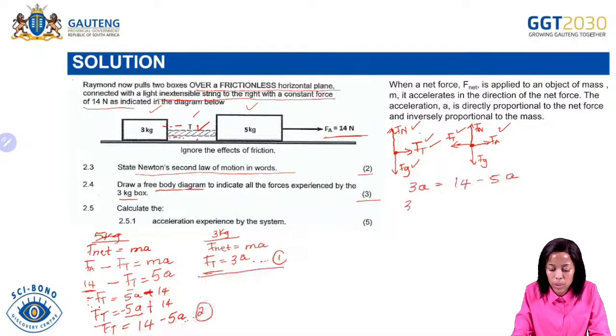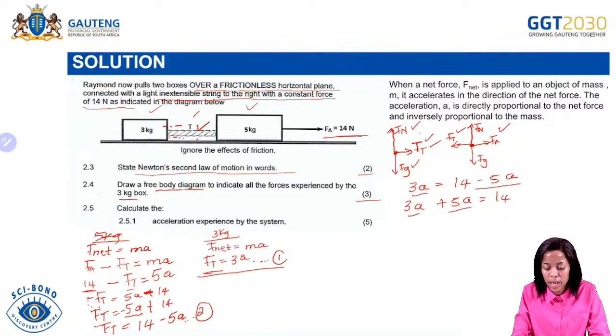So from there, what are you going to do? Group like terms together, so 3A plus 5A is equal to 14. You are just taking this 5A to the other side, so it will be the 3A that was already there plus the 5A. And then on the right hand side, you are left with the 14. So 3A plus 5A is equal to 8A, which is equal to 14. So from there you are able to calculate your acceleration.